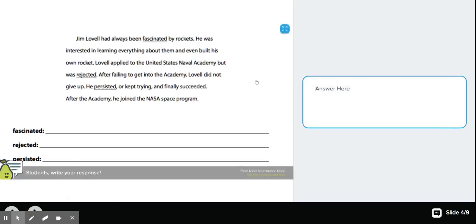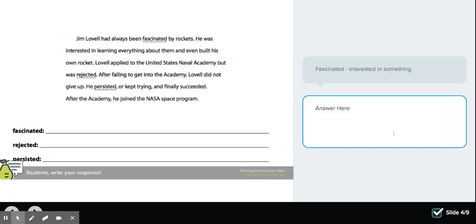Okay, our first underlined word is fascinated. So I'm going to go ahead and type it over here. And we are going to read it again and try to find a context clue that tells us what the word fascinated means. Jim Lovell had always been fascinated by rockets. He was interested in learning everything about them and even built his own. So if Jim is fascinated by rockets, what does that mean? That means that he is interested in them. So fascinated means you are interested in something.